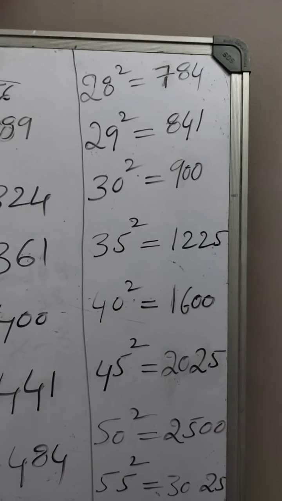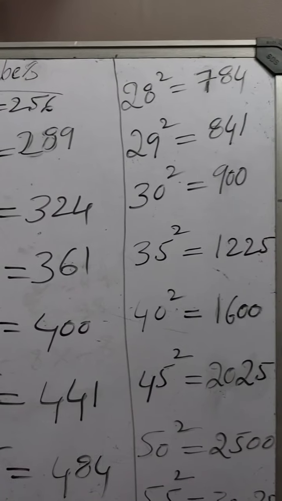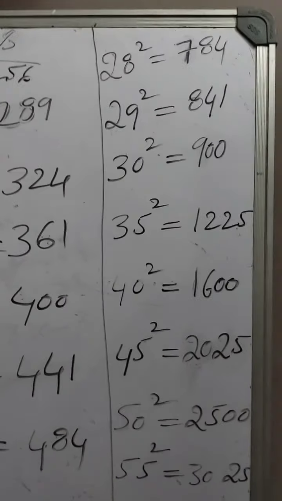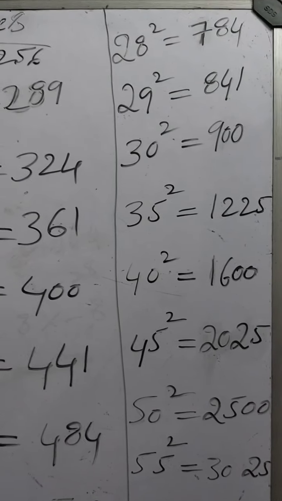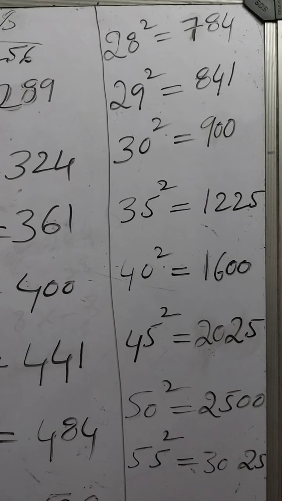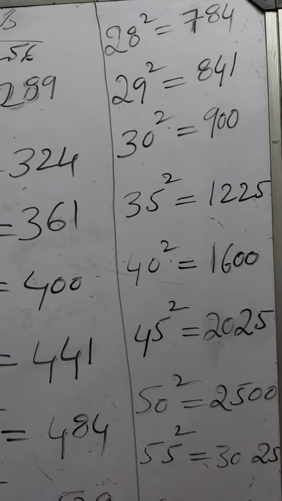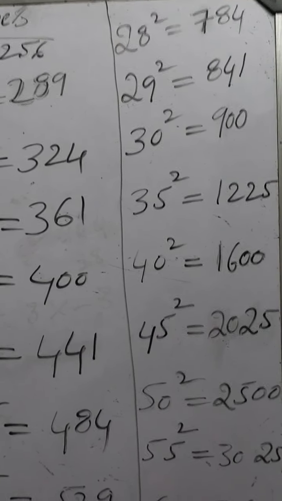31 square, 32 square, like that. If you remember up to 50, it is good for calculation. It is easy to calculate simplifications and everything. 35 square is 1225. 40 square, it is easy to remember, 1600. 4 4 is 16, right? 45 square is 2025.